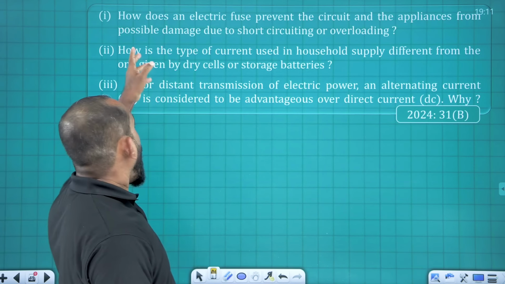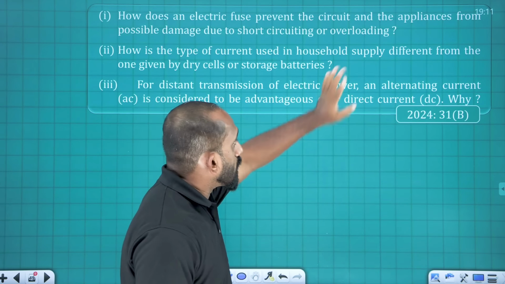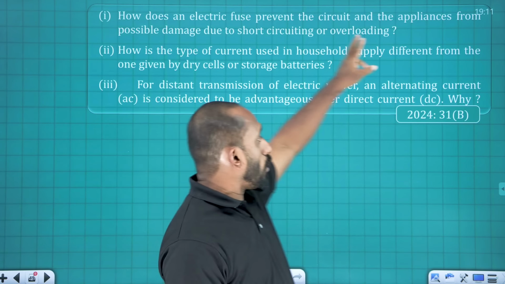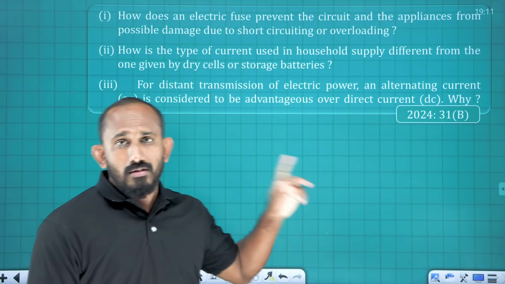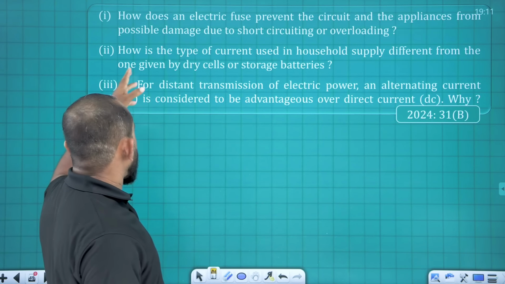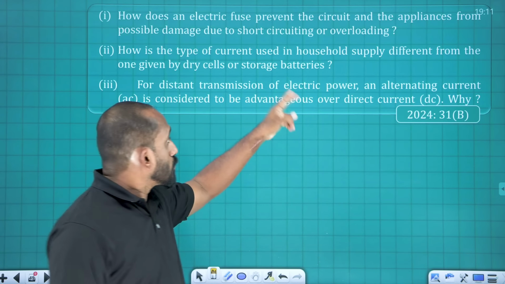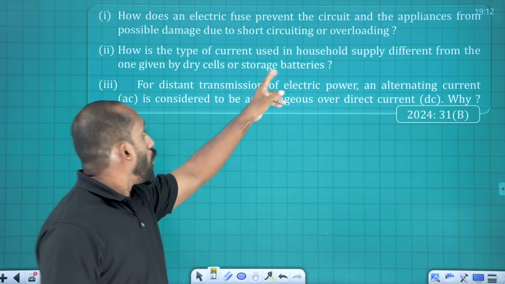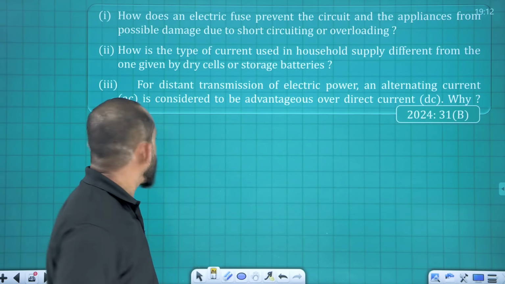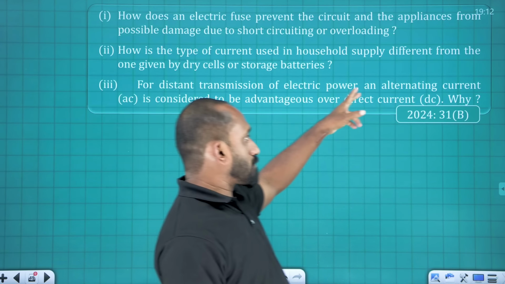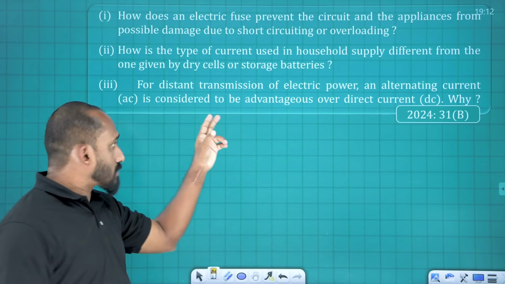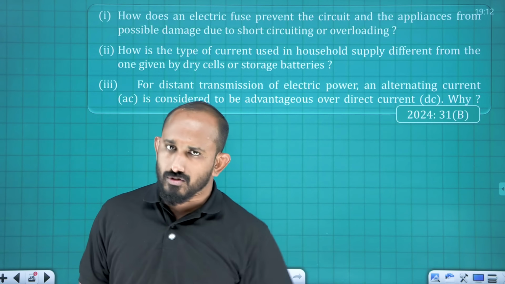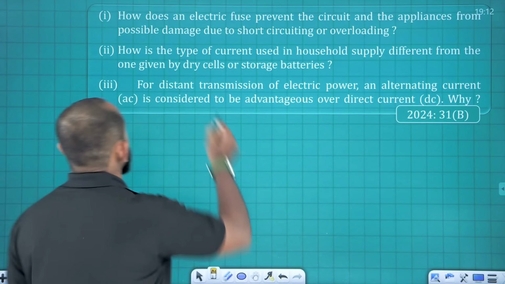Here's the next question. How does an electric fuse prevent the circuit and the appliances from possible damage due to short circuiting or overloading? So 2024 question, 3 marks. 2 more parts are there. How is the type of current used in household supply different from the one given by dry cells or storage batteries? Another 1 mark. For distant transmission of electric power, an alternating current is considered to be advantageous over direct current. Why? So there are 3 parts to the question.